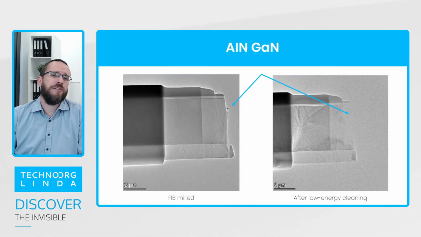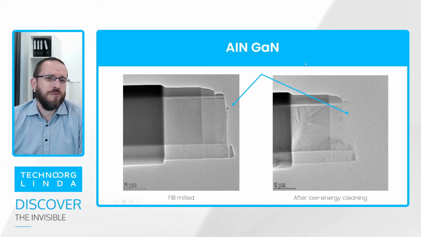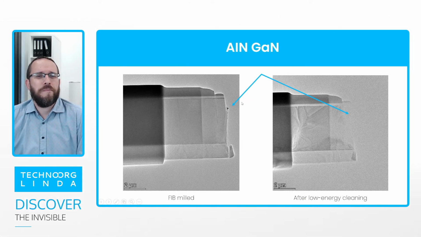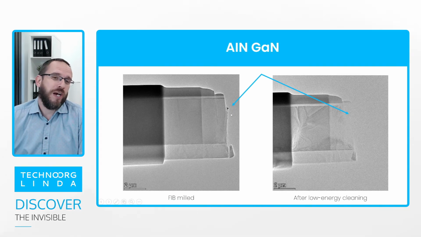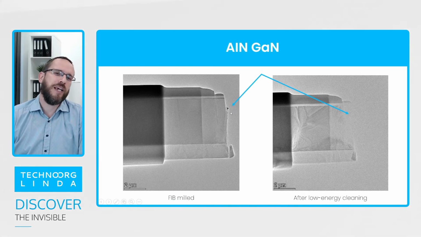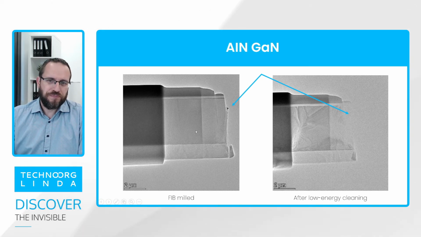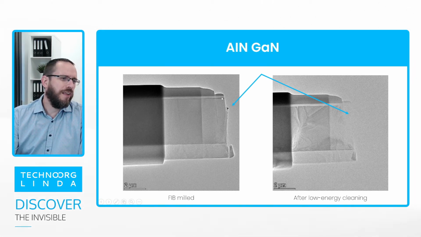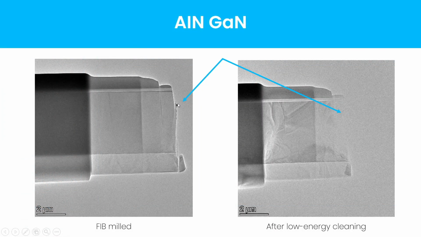Now let me show you another example. This is gallium nitride, or aluminium nitride on a gallium nitride substrate. The thick part, let me show you this thick part, is gallium nitride, and we have a very, very thin aluminium nitride layer on it. Also, please look at this small droplet. This is a gallium droplet. We commonly have gallium droplets after FIB processes on gallium nitride.